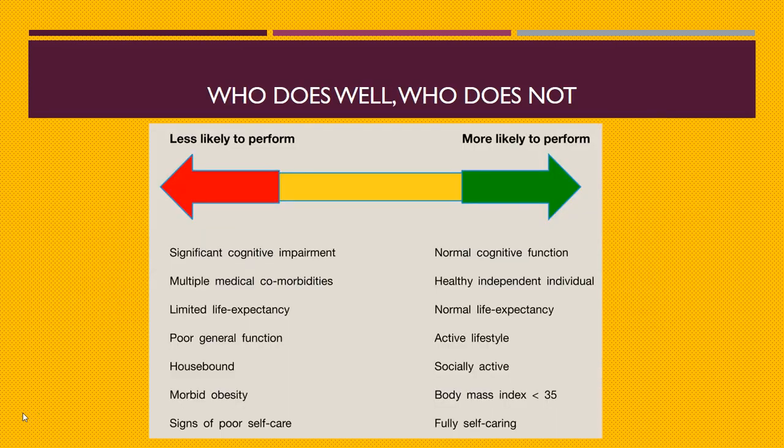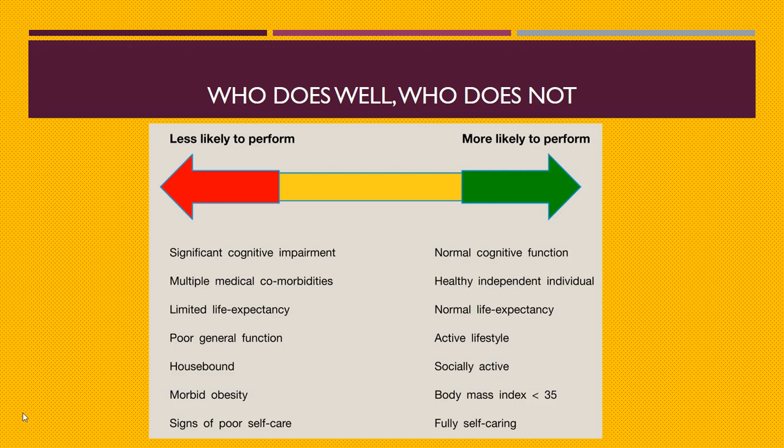Who does and who does not do well following fractures in the elderly patient? Patients who are more likely to do well have normal cognitive function. They tend to be more healthy, independent elderly. There are those who don't have a great deal of comorbid conditions and have a normal life expectancy. They tend to be more active into their later years, both socially and mentally. They have a lower body mass index, and they're more involved in health care for themselves.